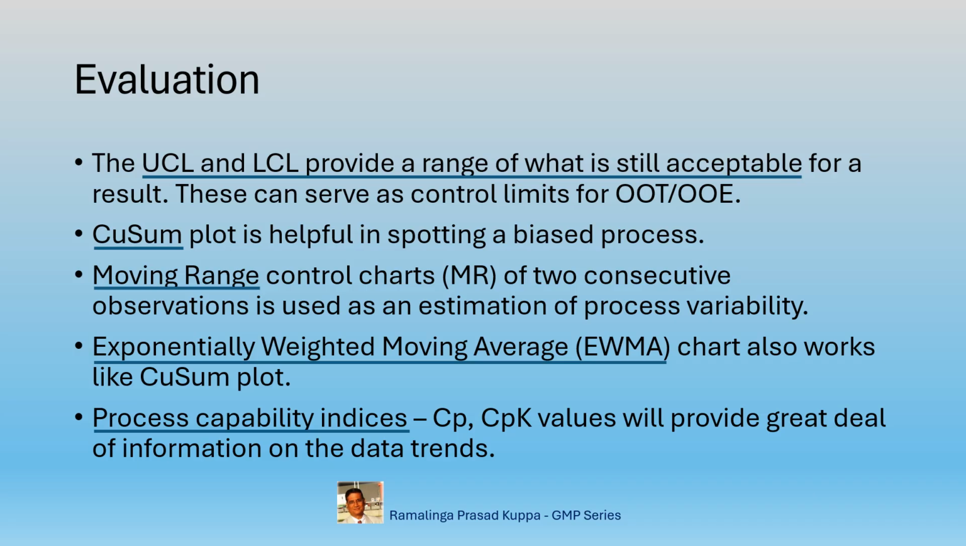Process capability indices CP, CPK values will provide great deal of information on the data trends. Typically, values for CP of 0.5 or 1 indicate that the process is not capable to produce consistent quality product. CPK values 1.33 and 1.67 indicate a capable process, and more than 2 it indicates a highly capable process.